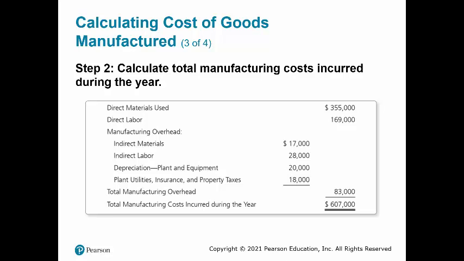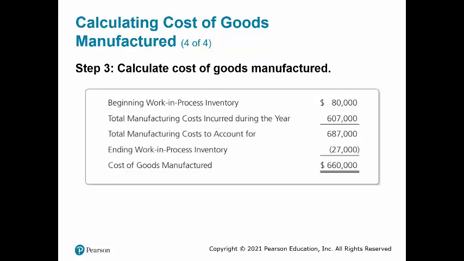So on this slide, we see that there was direct materials of $355,000, direct labor of $169,000, total manufacturing overhead of $83,000, and we got total manufacturing cost incurred of $607,000. That information is needed to calculate cost of goods manufactured.